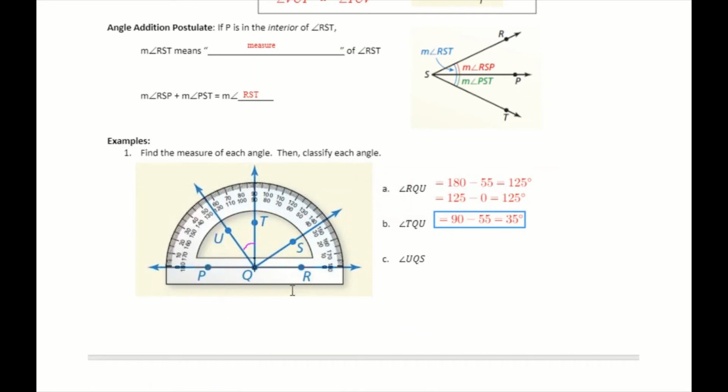Now, if I were looking at the bottom numbers, I would say 125 minus 90, which I get the same thing. I get that 35 degrees. So you can see it doesn't really matter if you do the tops or the bottoms. Just make sure that you're consistent, okay?